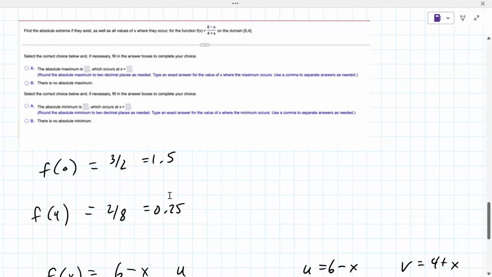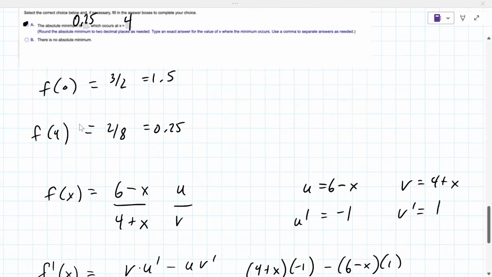So the max, start with the max. The max is 1.5, and that occurs when x equals 0. And the min is 0.25, and that occurs when x equals 4. All right, moving along to the next one here.